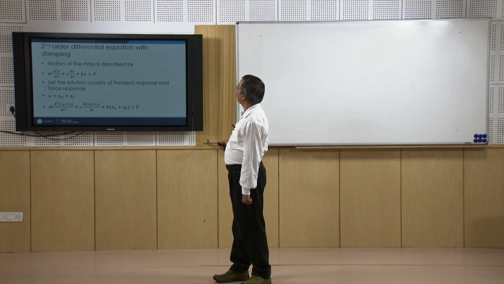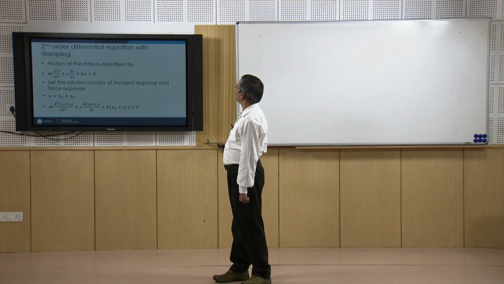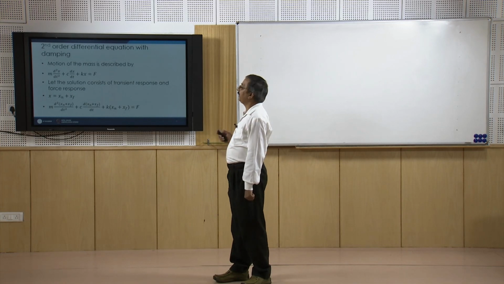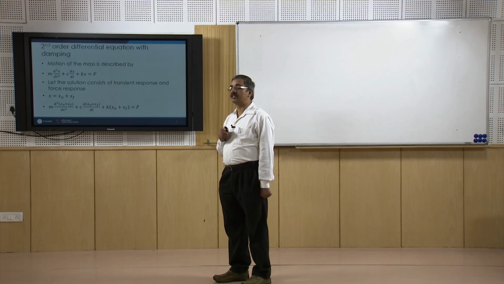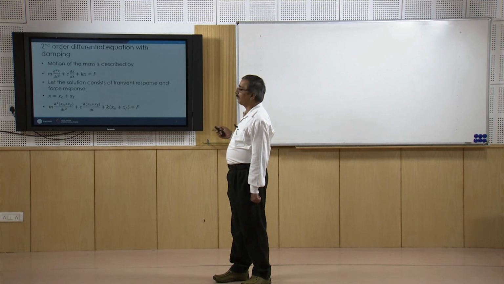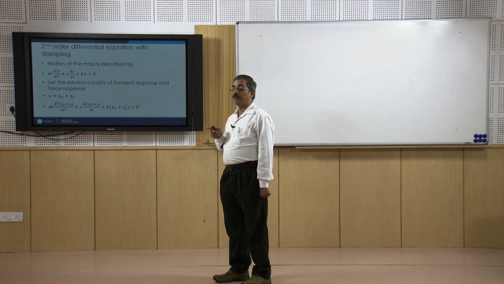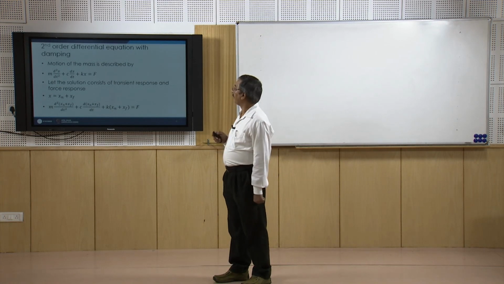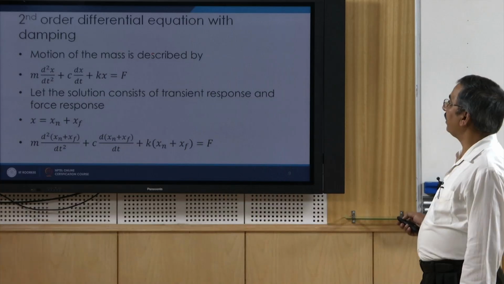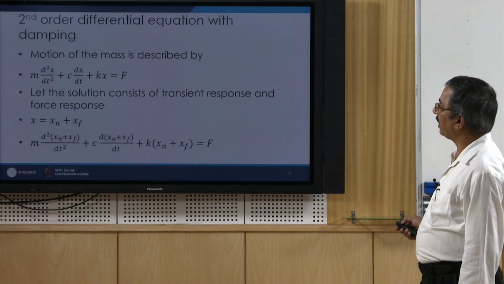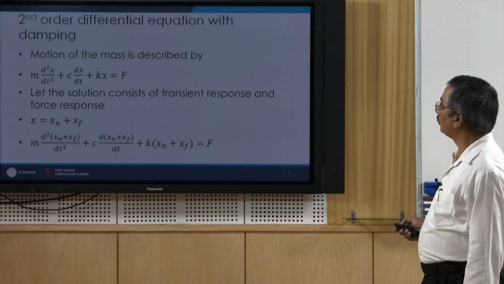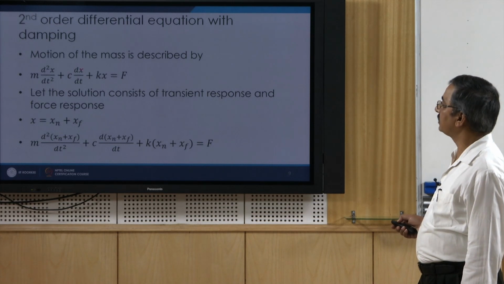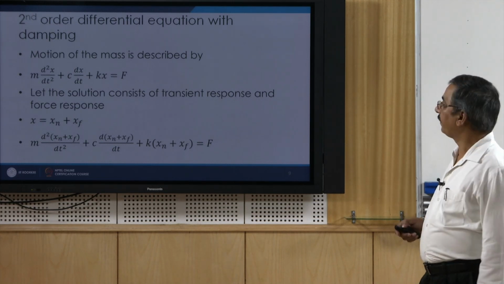Now, let us consider the case of the second order differential equation with damping. The previous case had no damping and we considered free vibration. Now, I am going to consider forced vibration with damping. So, the motion of the mass can be described by this equation. Here you can see that this F is the input force and of course, damping is present, so we have this term c dx by dt.